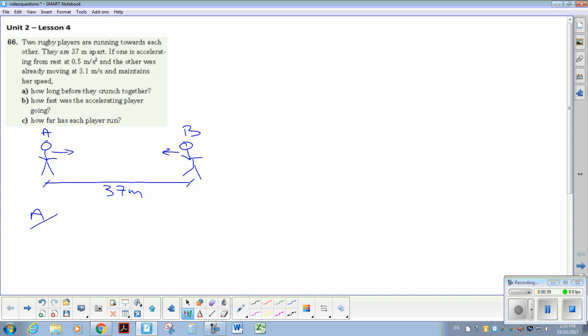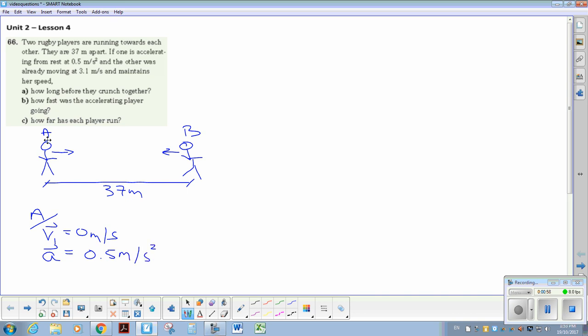So I'm going to go with person A information. One is accelerating from rest. So person A, their initial velocity is 0 meters per second. They accelerate, so they have acceleration. They have non-uniform motion, 0.5 meters per second squared.